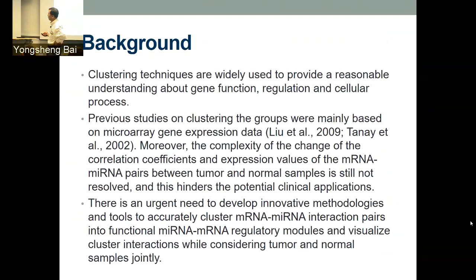However, all these studies are not enough, especially when we want to look at the complexity of the change in the correlation coefficient and the expression values between microRNA and mRNA target pairs. Moreover, when we look at tumor and normal samples simultaneously, there is really not a single study that does that. Fortunately, we have the TCGA data to compare that. So we want to develop innovative bioinformatic tools or methods to cluster these interaction pairs into functional modules, and then visualize their interactions while considering both cases simultaneously.